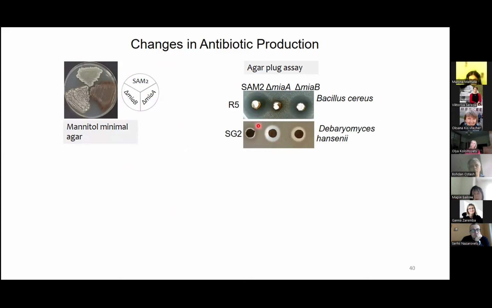Again, we see a difference in antibiotic production. The wild type produces some antibiotic. You can see this inhibition zone around the agar plaque. And the mutant, no antibiotic production.